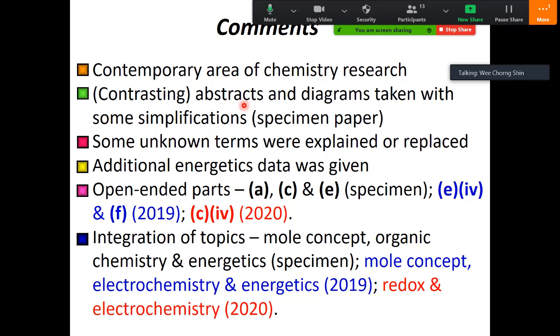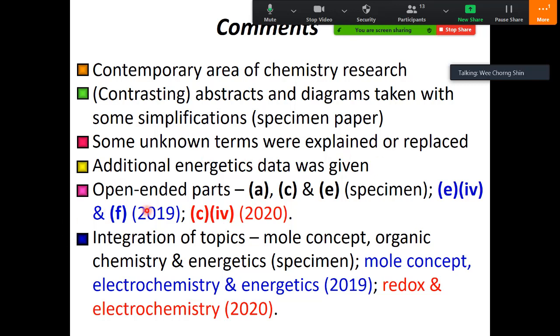And then the second bullet point may not be true every year. There tends to be contrasting abstracts and diagrams, and they tend to simplify the things that they are trying to convey to the audience. For example, for diagrams, they try to make them clearer. Unknown terms will either be replaced or just explained if they need to. And then sometimes they will give additional data.